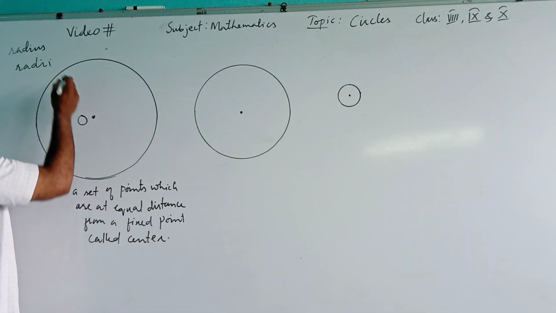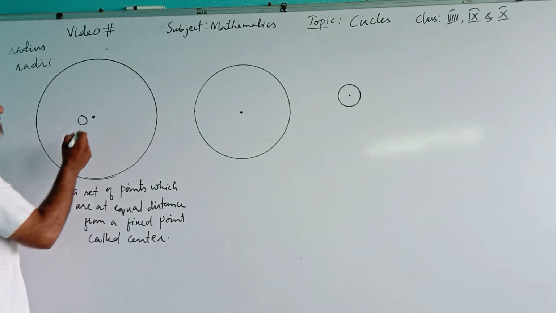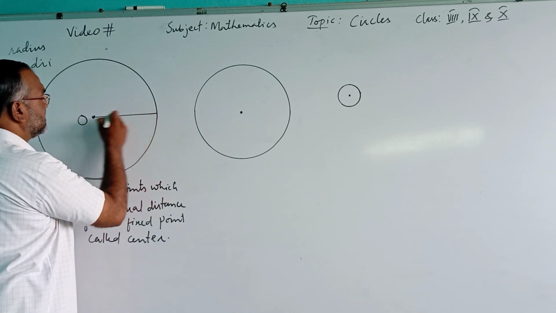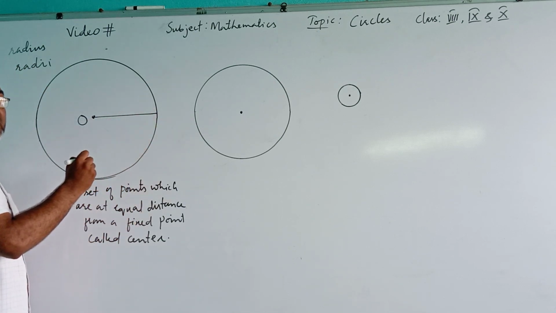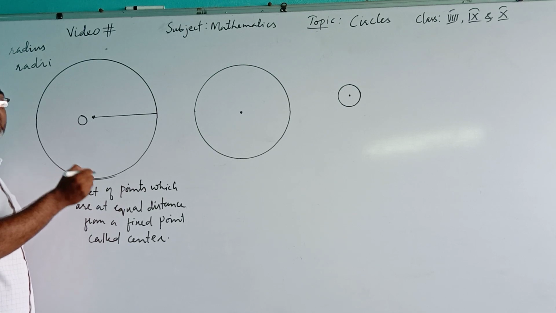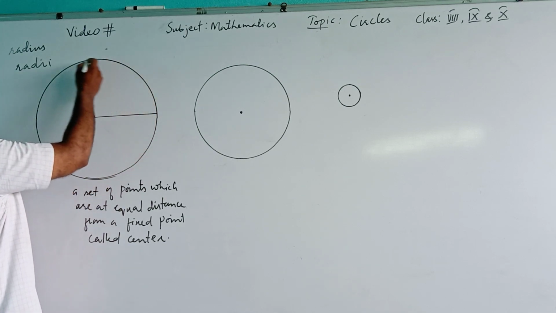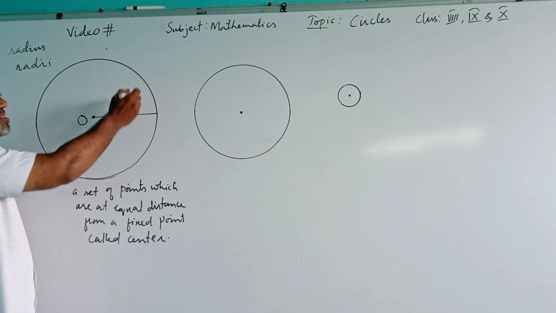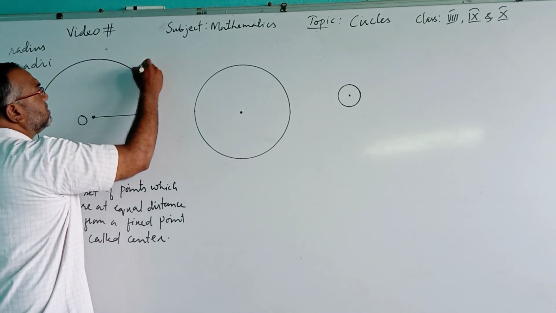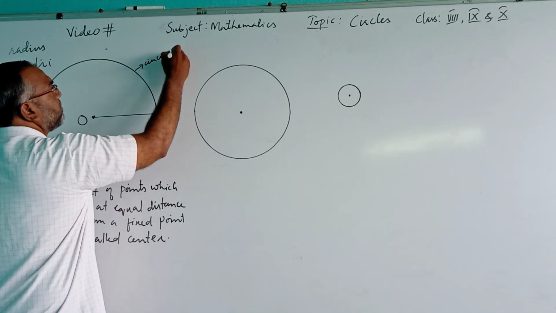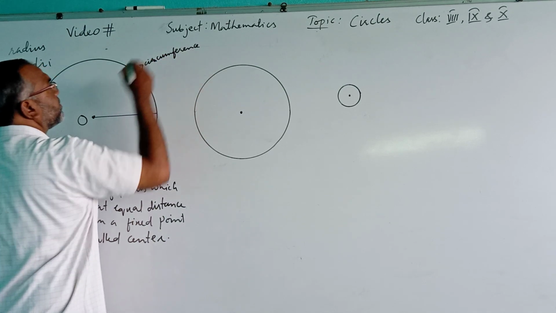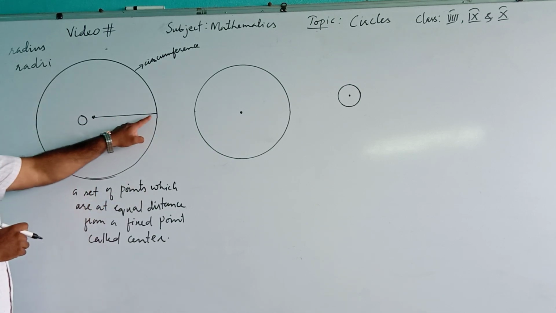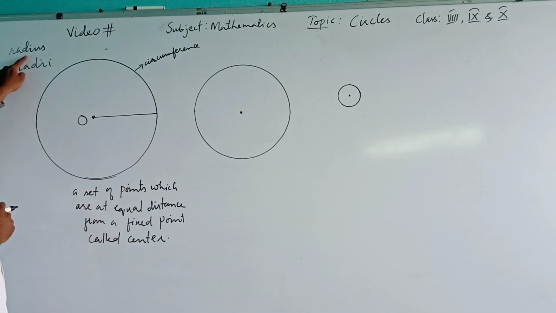Right? Now, what is this radius? Radius is distance from center to the circumference. Distance from center to the circumference. Now question comes, what does circumference mean? Circumference, this curved line, this circle boundary of the circle, this curved line is called circumference. This boundary is circumference. So this distance from center to the circumference is called radius of the circle.